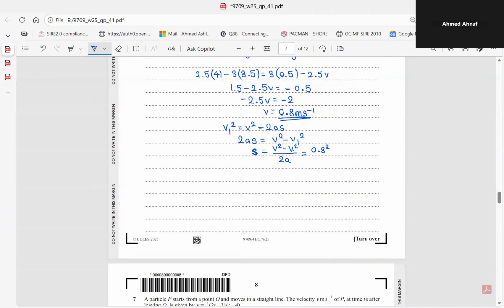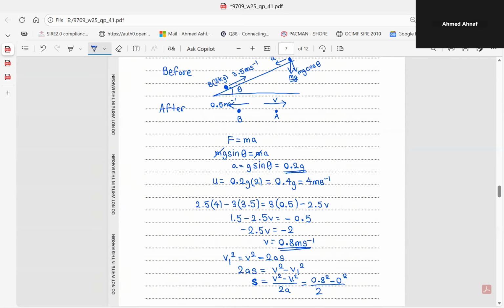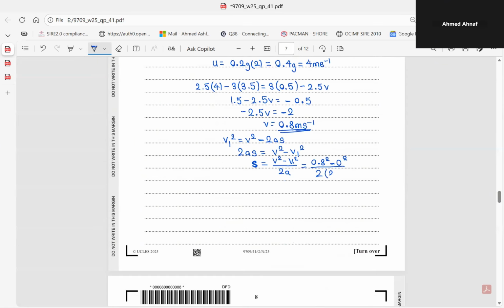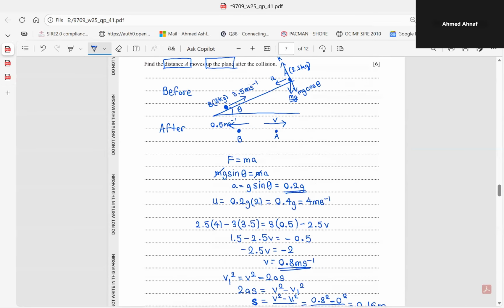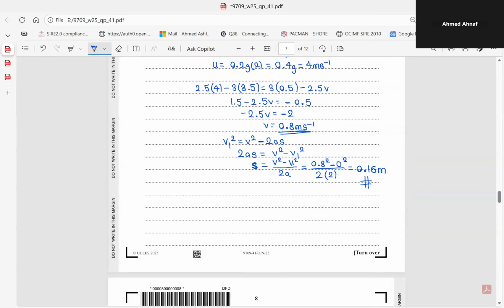V1 squared is basically just 0, so 0 squared over 2a. 2a is 0.2 g, and g equals 10, so you just have 2. Then 0.8 squared over 2 times 2, you get 0.16 as the distance. So this is our final answer, 0.16 meters. Let's head on to the next question.